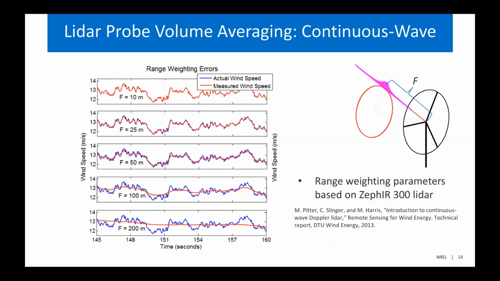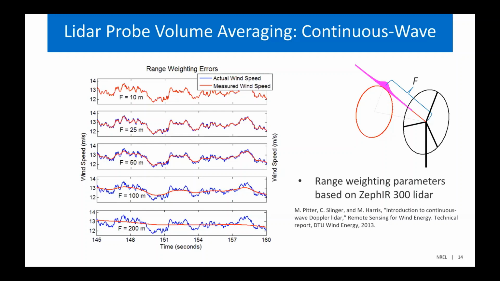So this figure illustrates what this spatial averaging looks like using simulated turbulent wind speeds, shown in blue, and then simulated CW LiDAR measurements in red for 5 different focus distances. So when we're focusing at a short distance, like 10 meters, there's very little volume averaging, and we're measuring very close to the actual wind speed.